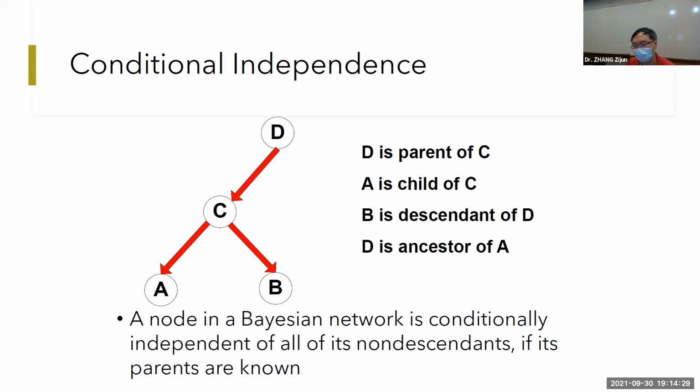parents are known, okay? So that means if they are in a similar level, okay, so those variables, we usually call them conditionally independent. So in this graph, who are conditionally independent? Who are in the same level? Exactly, A and B, okay? So basically, they are kind of conditionally independent.